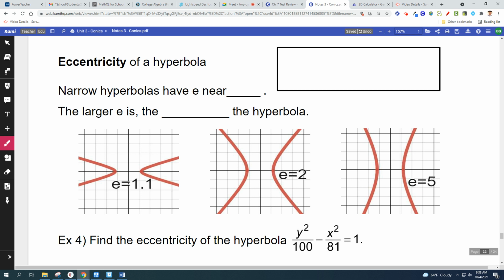We talked about eccentricity of an ellipse, and it was roundness, right? Kind of a similar concept here. Eccentricity equals C over A. Narrow hyperbolas have an E value near 1, like this one. The larger E is, the wider the hyperbola, like this one over here. E equals 5 is a wider hyperbola.